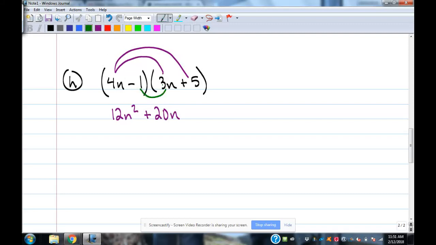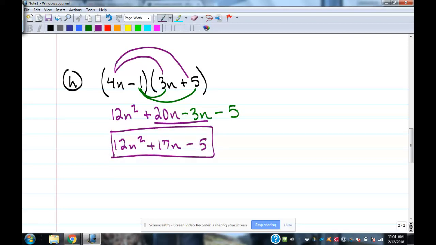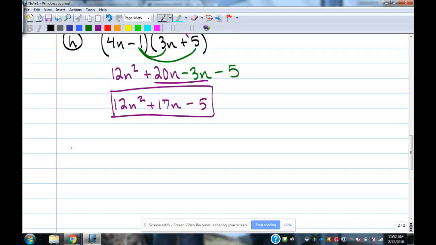And then -1 times 3n, -3n. -1 times 5, -5. Like terms? 20n and 3n. Positive 20n minus 3n is 17n. Everything else stayed the same. Okay. Binomial times binomial. Distributive property twice. Doesn't get much harder than that.